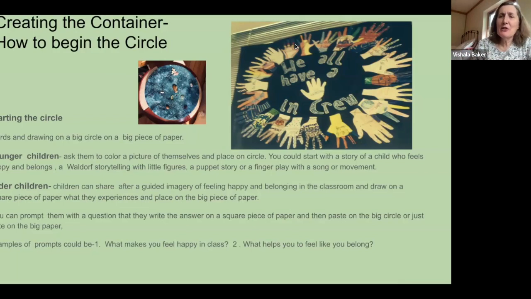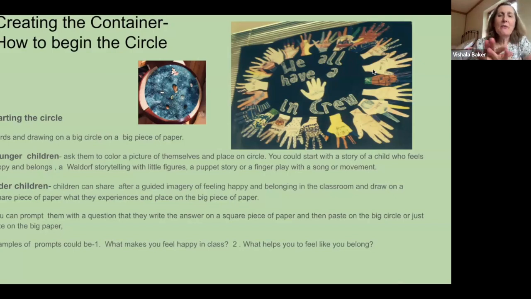If you see in the picture here, the top right corner, there are all these hands. In a school I used to work at, they had morning circle called crew because we're all in the boat rowing together. We can only get to where we go if we all row together. So they used to call that morning circle crew, and they did it with 3-year-olds through 14-year-olds. Every class did it differently.